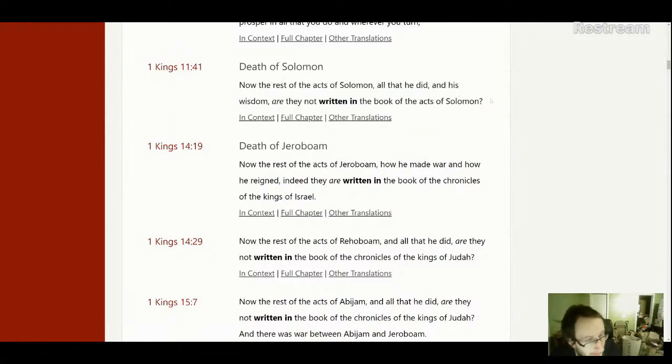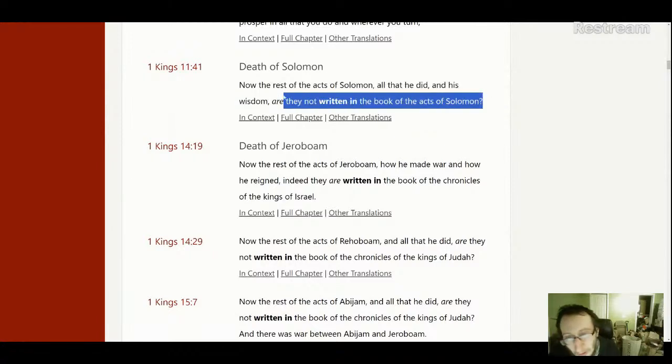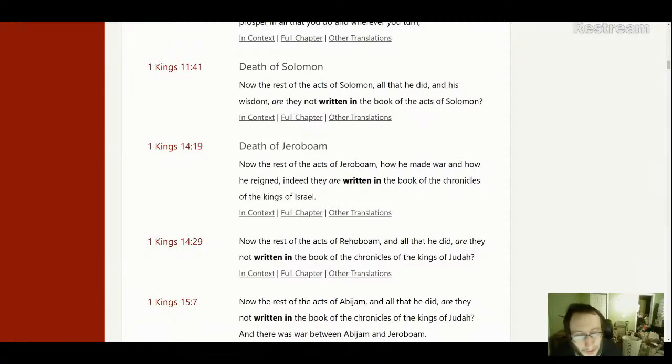It could be the Testament of Solomon or some other book that we don't even know. But clearly there was another book that had more information about the deeds of Solomon. And the reason I said Testament of Solomon is because that records the deeds of Solomon. So that's a very interesting thing.